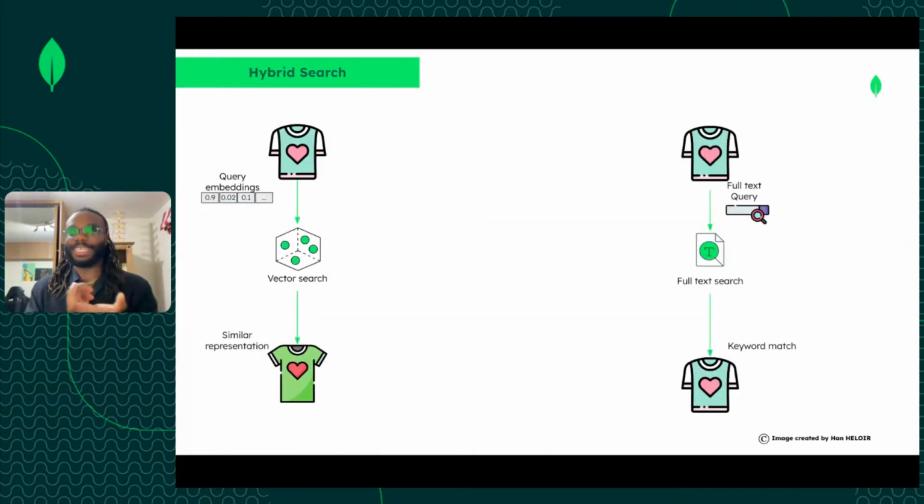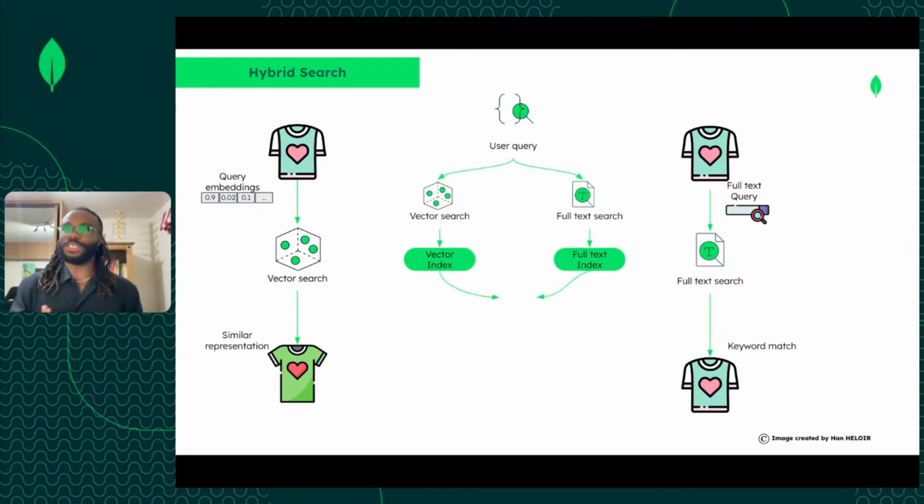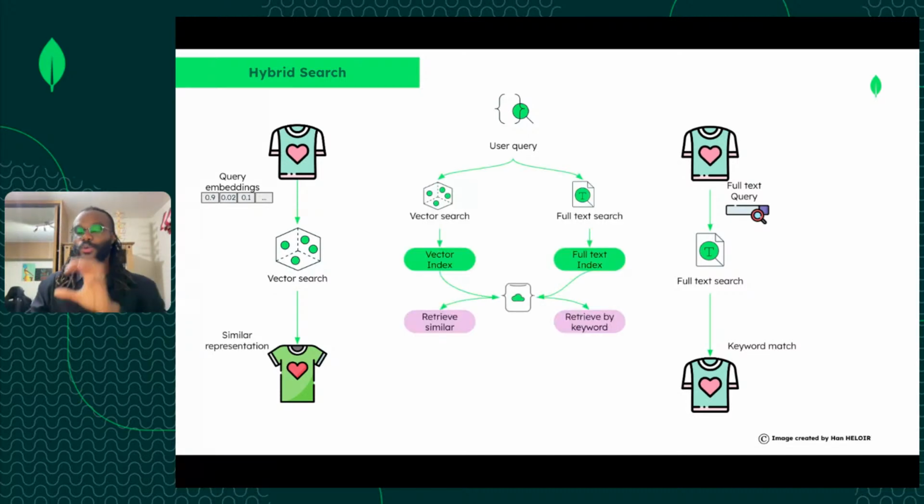But you can then get the best of both worlds with hybrid search, where you have a query, and the query uses both vector search and full text search, where you're retrieving by similarity and you're retrieving by keyword.